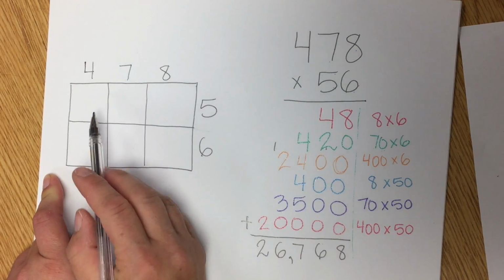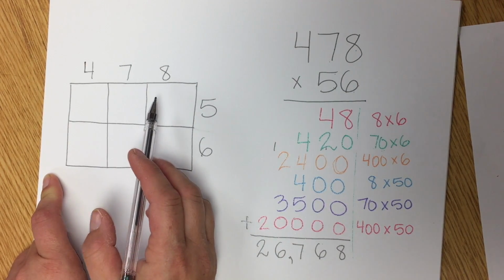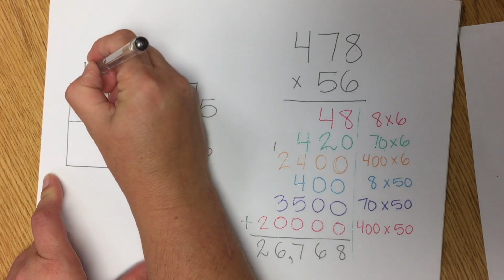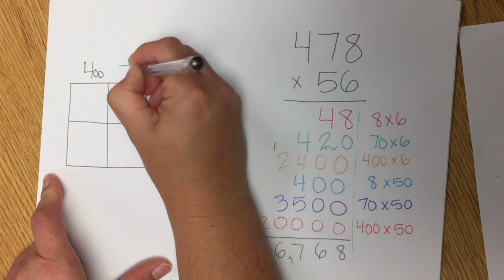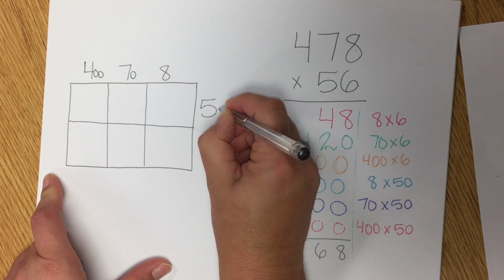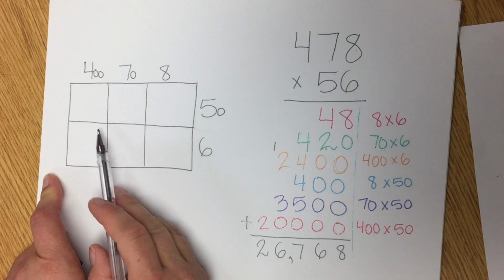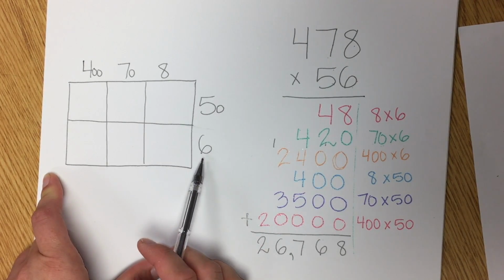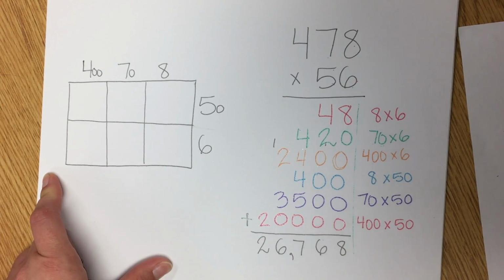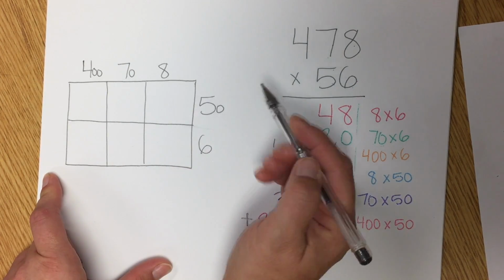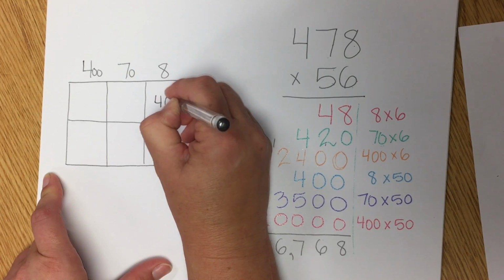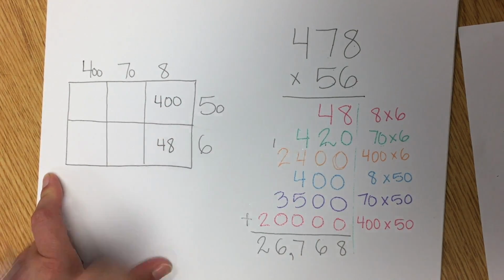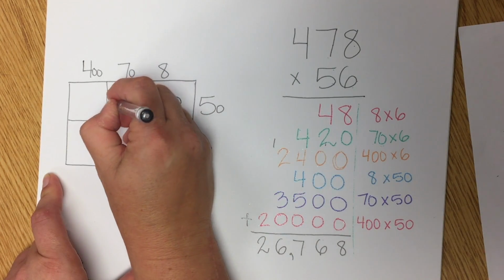And because this is based on place value, we're going to do similar to what we did in partial products, where we're going to go ahead and say what the place value is for each of these numbers. So we have 400 plus 70 plus 8 equals 478, and 50 plus 6 equals 56. Now we multiply. 8 times 50, 400. 8 times 6, 48. 70 times 5, 3,500.